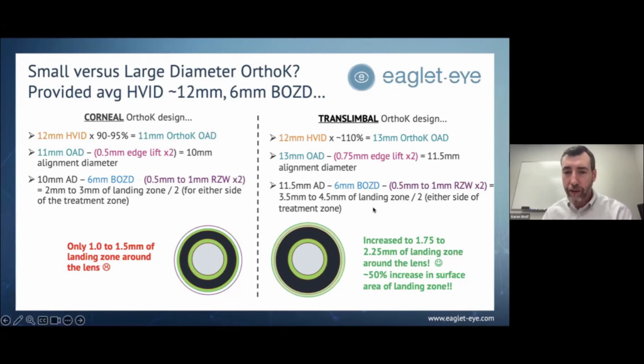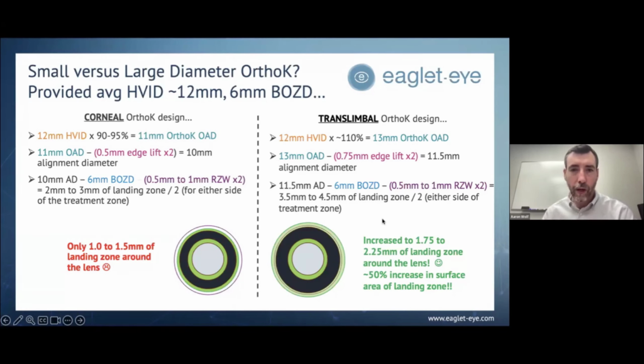But when you factor all that in, now you've got about 1.75 to about 2.25 millimeters of landing zone on either side. So all you did was, instead of going a little bit smaller than the cornea, you went just a little bit bigger than the cornea, and you nearly doubled the amount of surface area that you now have to control the centration, the movement, and to a large extent the comfort of the lens as well.